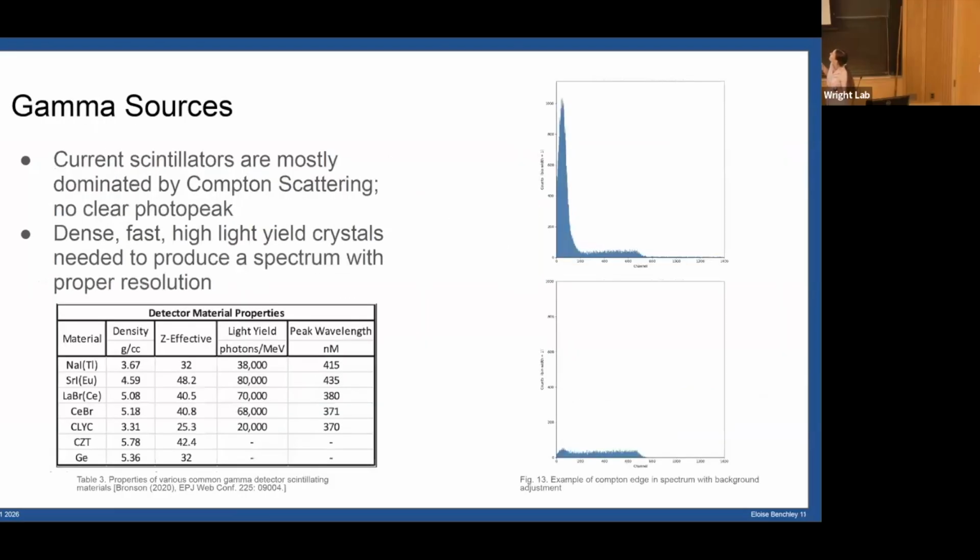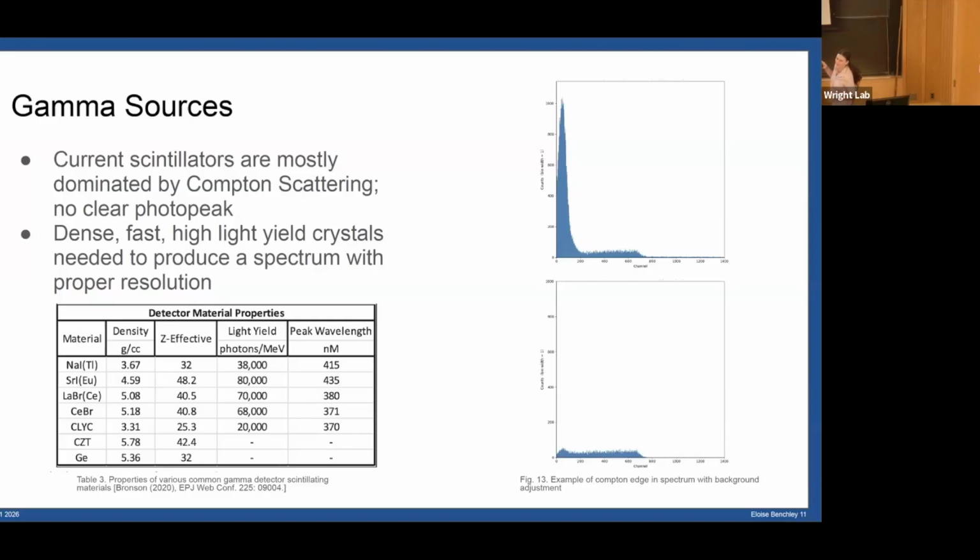So unfortunately, we were unable to do anything with a gamma source because our current scintillators are very low density. The density of EJ200 is around 1.05 grams per cubic centimeter, and the effective atomic number is around 5. So that means it's quite low and is very unlikely to fully absorb the gamma rays and produce a clear photopeak. So we ended up not being able to produce it.